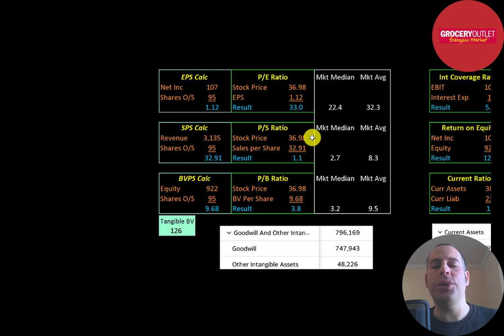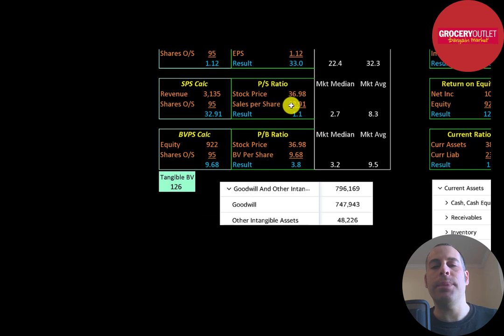Let's look at the financial ratios. The average PE in the market is 32, the median is 22. PE is stock price over earnings per share. To calculate earnings per share, that's net income over shares outstanding. They're at 33, which is about the average. That means investors are paying $33 for $1 of earnings.